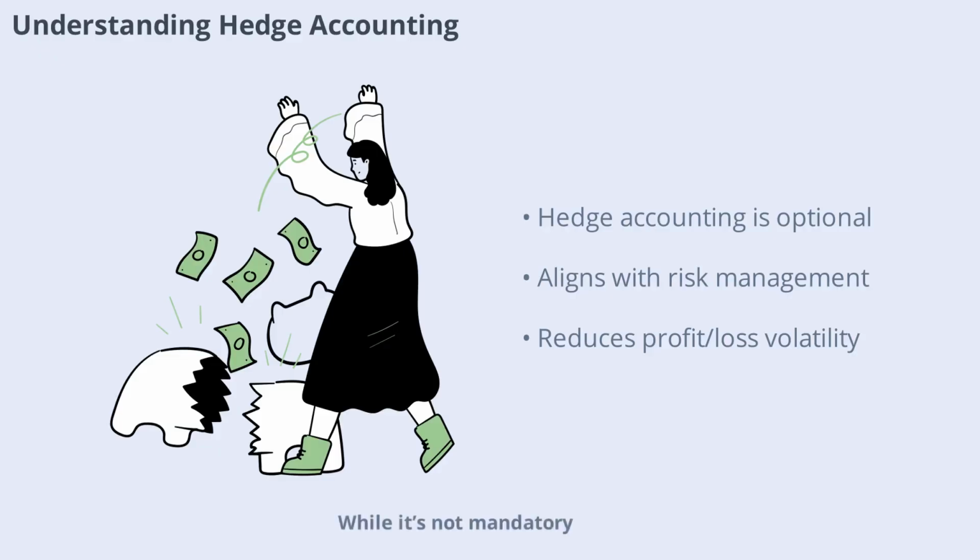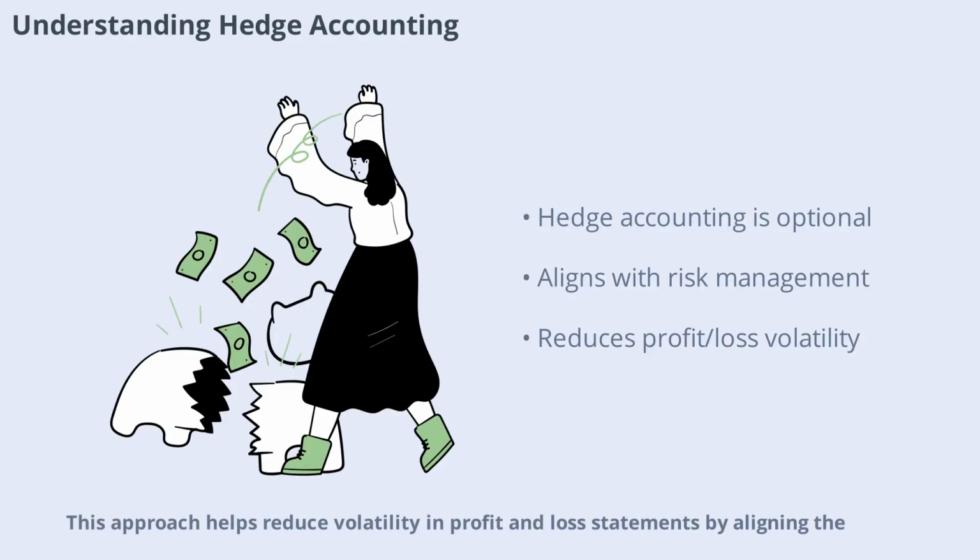Hedge accounting allows entities to match the accounting for derivatives with the risk management objectives they serve. While it's not mandatory, if an entity chooses to designate a derivative as a hedging instrument, it must identify the risk being hedged, demonstrate how the derivative meets this objective, and document the process thoroughly. This approach helps reduce volatility in profit and loss statements by aligning the timing of gains and losses on both the hedged item and the hedging instrument.